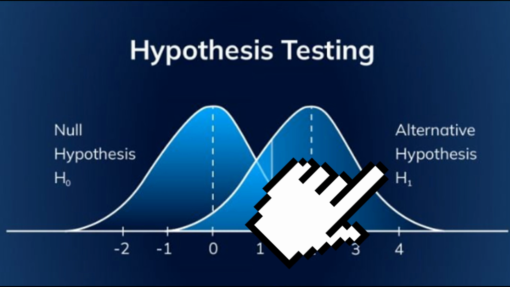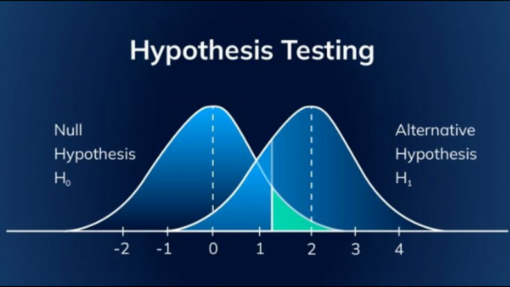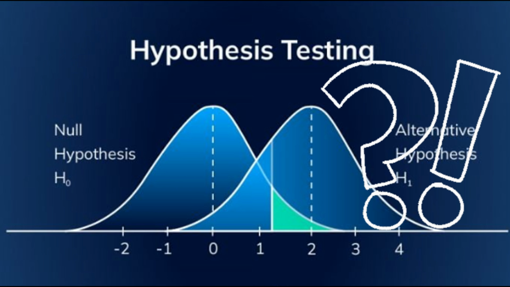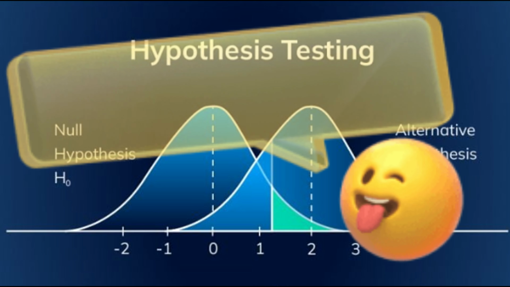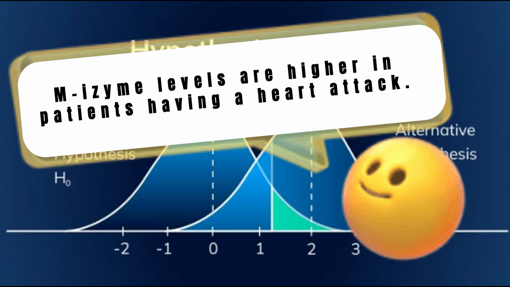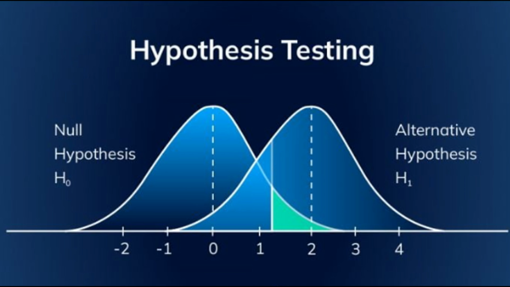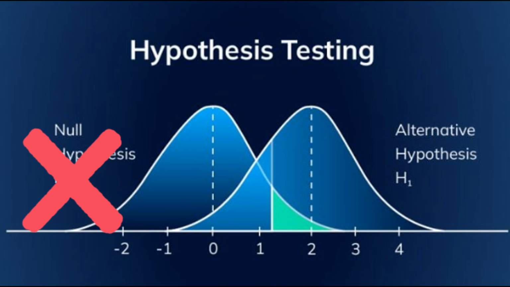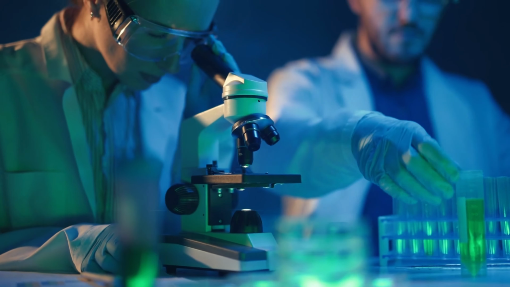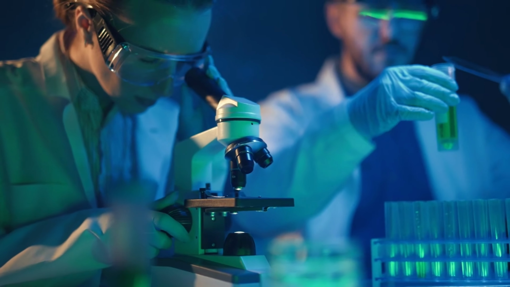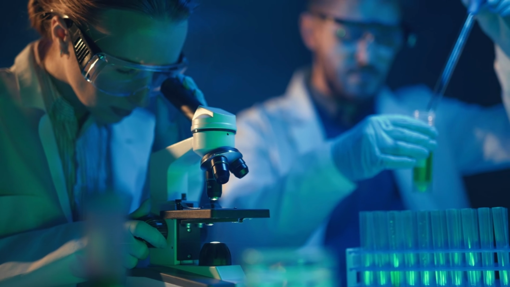Alternative hypothesis, H1. This is what we want to investigate. M-izime levels are higher in patients having a heart attack. Our goal is simple: see if the evidence from our patients is strong enough to reject the null hypothesis and support the alternative. To test the new protein, researchers gather data from two groups of people.